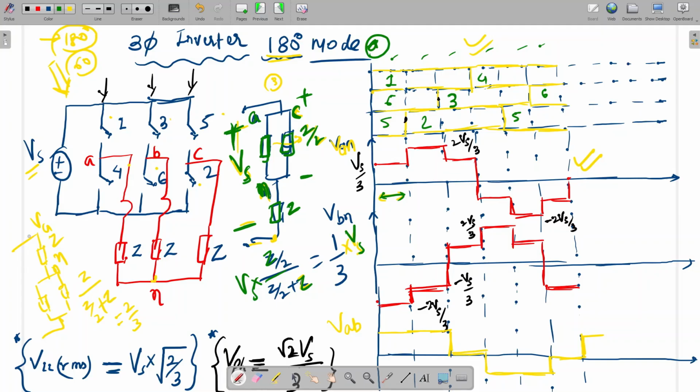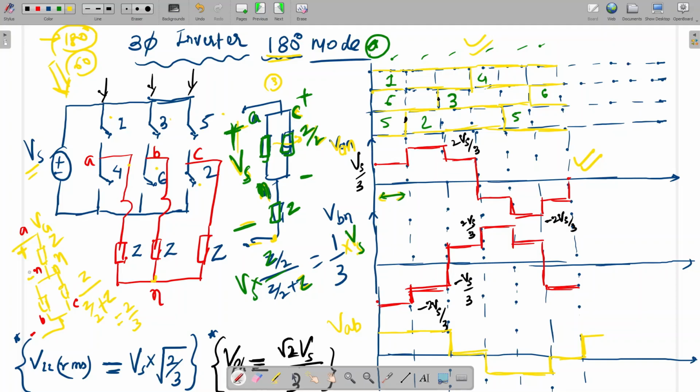See, so 1 is conducting, what will happen? This top A will be connected to the N point. And 2 and 6 conducting means this is B and this is C, connected to the minus point. Yes, sir. So if we apply the voltage division rule here, what will be this voltage?